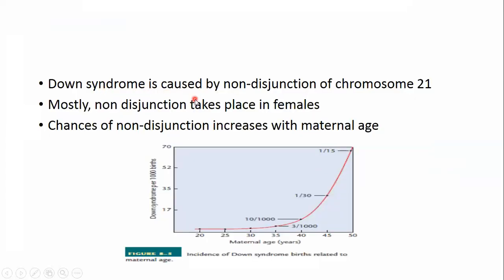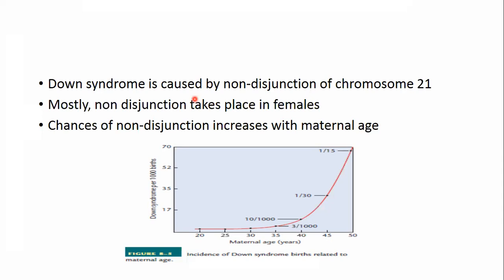So what is the reason behind the trisomy and Down syndrome? Down syndrome is basically caused by non-disjunction of chromosome number 21. And mostly non-disjunction takes place in females. What is non-disjunction? In which chromosomes are unable to segregate from each other during meiosis. And if chromosomes are not segregating from each other, it means chromosomes pass as such into the gametes.